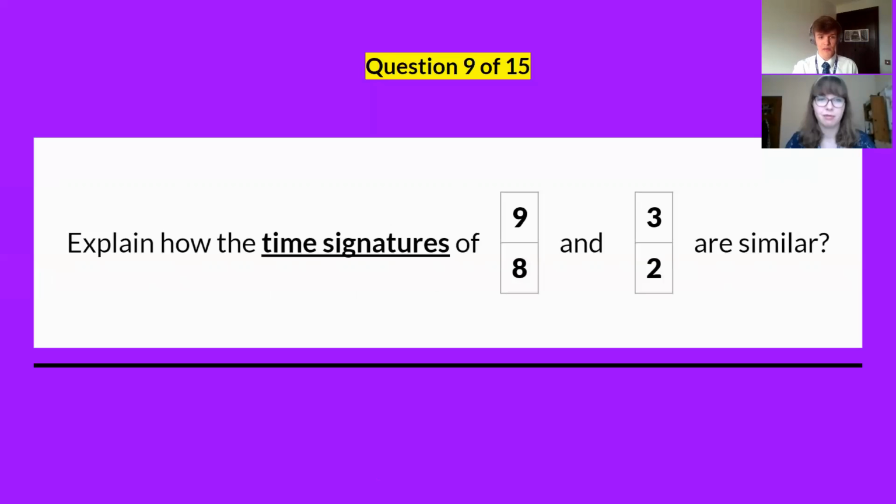Question number 9. So we had a similar question to this in a previous week, but see if you can explain how the time signatures of 9/8 and 3/2 are similar. They are similar. How are they similar?